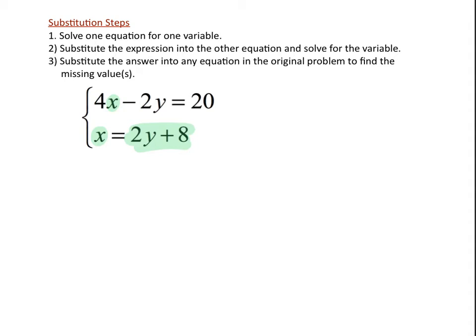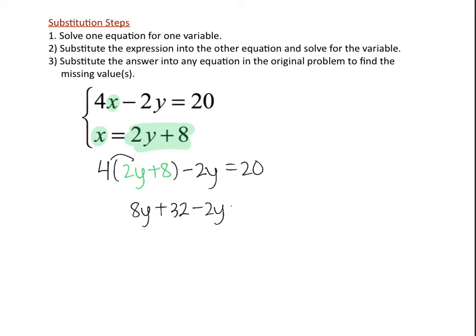expression 2y plus 8. And here I have 4x, which means 4 times x. So I need to keep the 4 on the outside. And now to represent multiplication, I'm going to use parentheses. And instead of writing x, I'm writing 2y plus 8. Everything else stays the same, so I have minus 2y is equal to 20. Now that I have these parentheses, I need to distribute. So I have 4 times 2y, which is 8y, and I have a positive 4 times a positive 8, which is a positive 32. And I'm going to subtract my 2y and equal to 20.